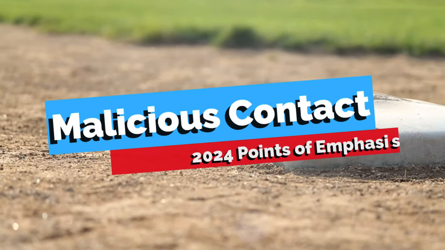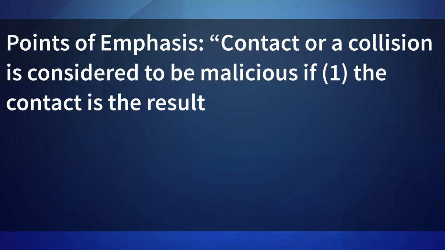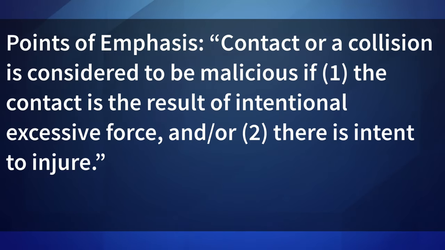The first point of emphasis for the 2024 season is malicious contact. Now, in the video we made 2 years ago, we brought up that the NFHS baseball rules don't give a definition of malicious contact. So this year, they gave us a definition in the points of emphasis. Contact or a collision is considered to be malicious if the contact is a result of intentional excessive force and/or there is intent to injure.